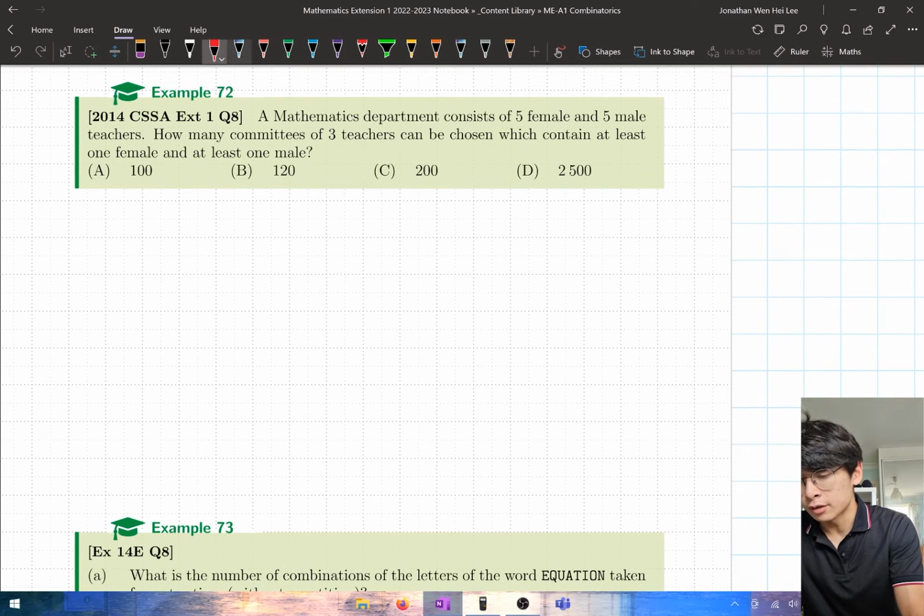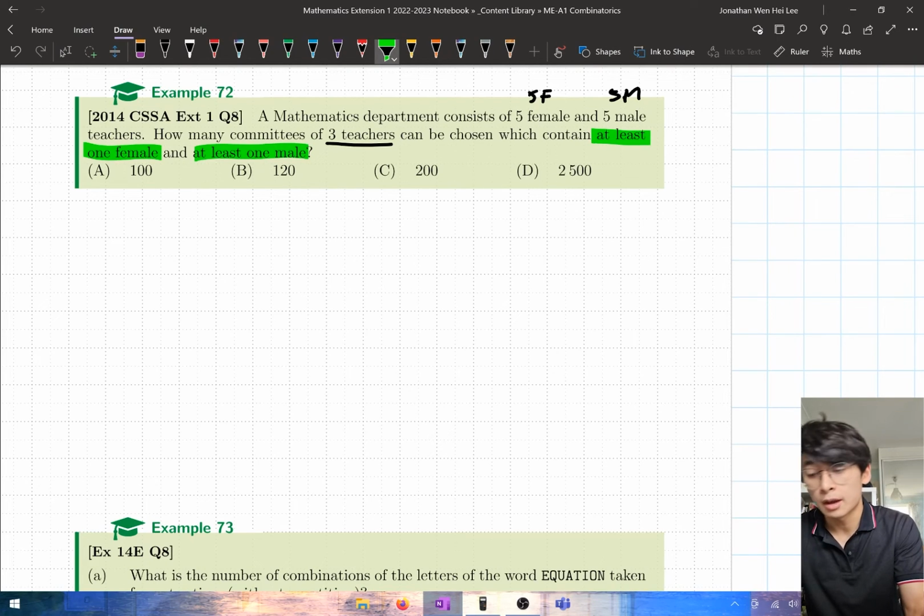So we've got 5 female, 5 male, and we want to make a committee of 3 teachers. Each committee must contain at least 1 female and 1 male. Okay, so how many ways can we do this?